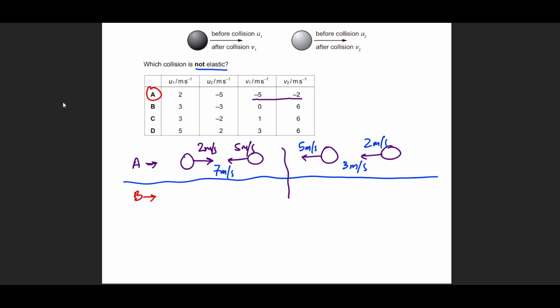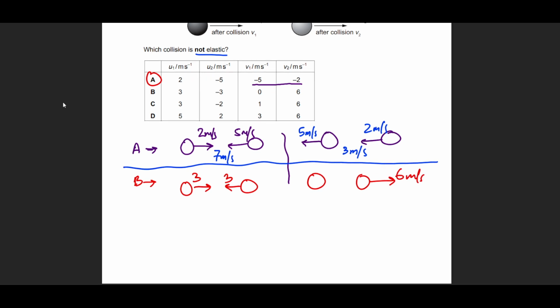Now 3 and minus 3 would mean that one object is moving towards this side and the other is moving towards this side. Again, 3 and 3. And after collision, one of them is not moving and one of them is moving towards the right side with 6 meters per second. So if relative speed is applied, for opposite directions, they should be added together. So 3 plus 3 gives me 6 meters per second. And over here, 0 plus 6 gives me 6 meters per second. So this is an elastic case.